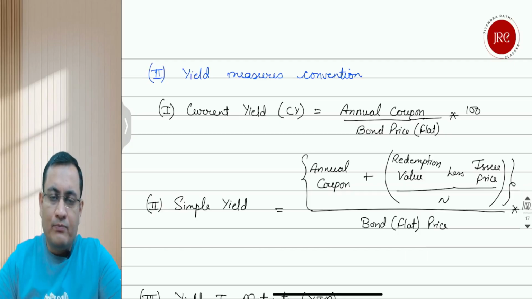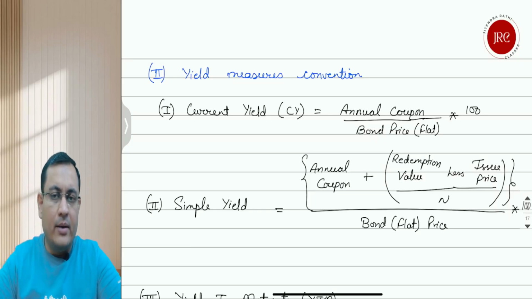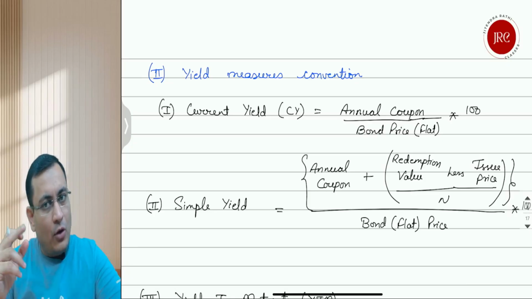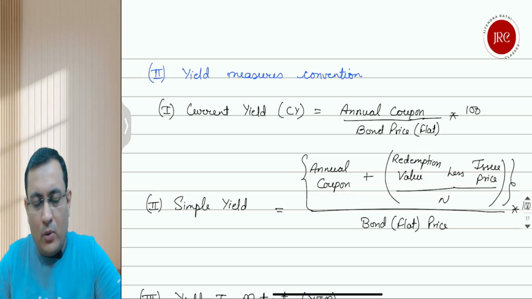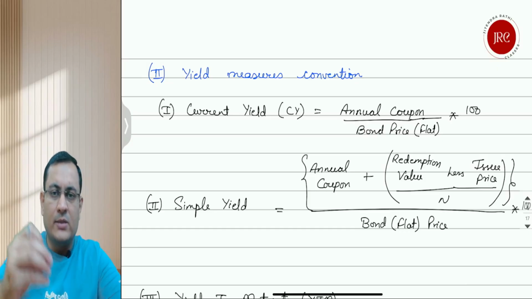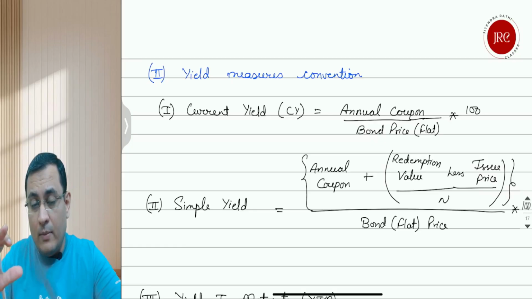What is current yield? Current yield is very simple, without considering time value of money. It is the annual coupon paid by the bond over the flat price of the bond, multiplied by 100. So, it is a simple return calculation for 1 year, without considering the compounding effect, on the base price you are paying for purchasing the bond. So, it is coupon divided by your bond flat price, that is excluding your accrued interest.